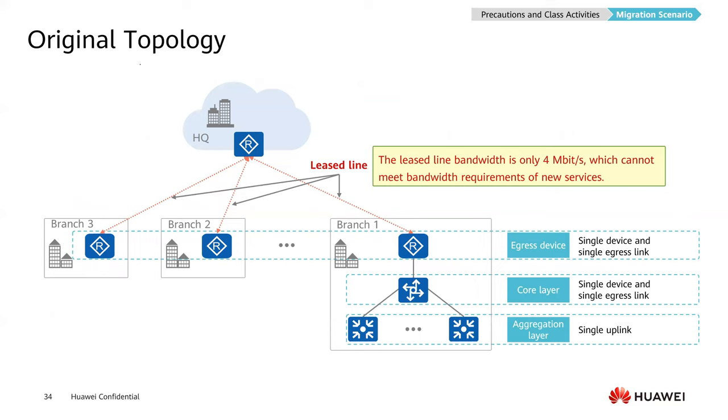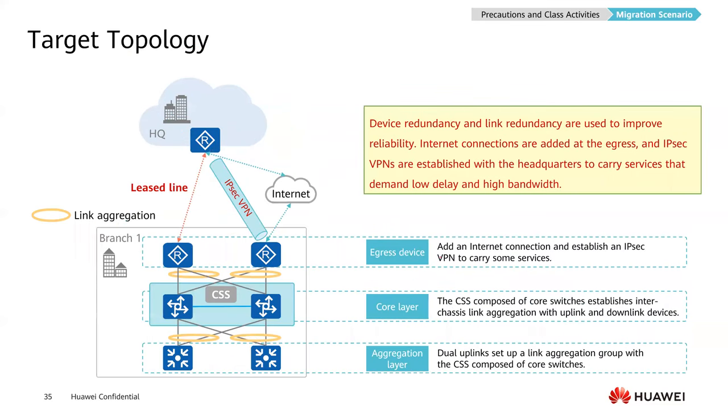You'll find that it is simple. We have the HQ network, and we have many branches, and every branch network is similar, so we just use one branch network as an example. And you will find that it has a single leased line, a single egress device, and a single core layer device. So what is the problem? You should know that. And what is our target topology?